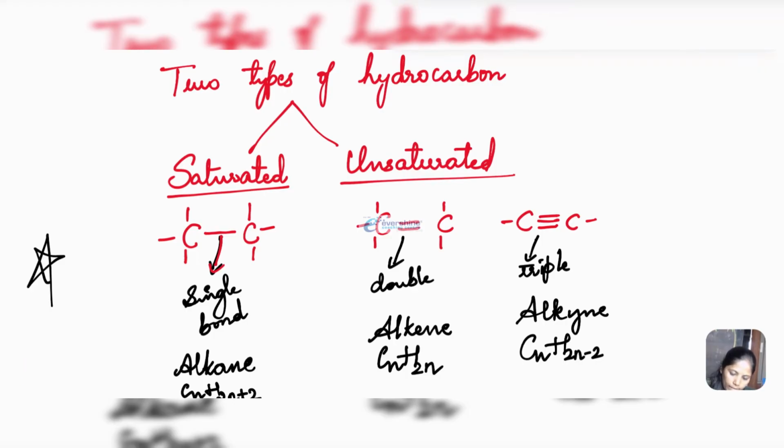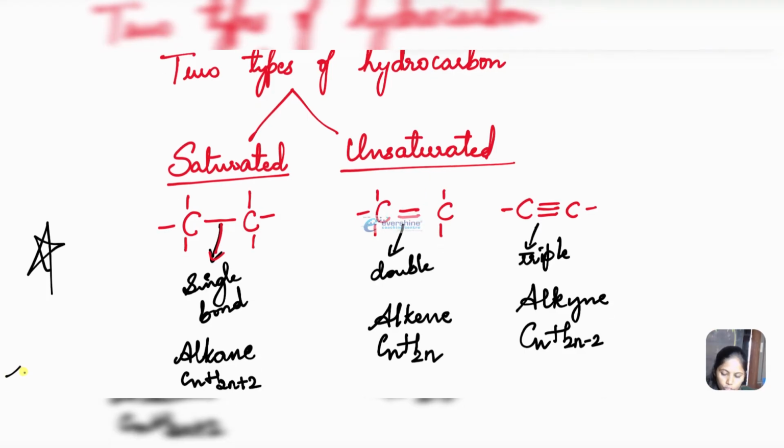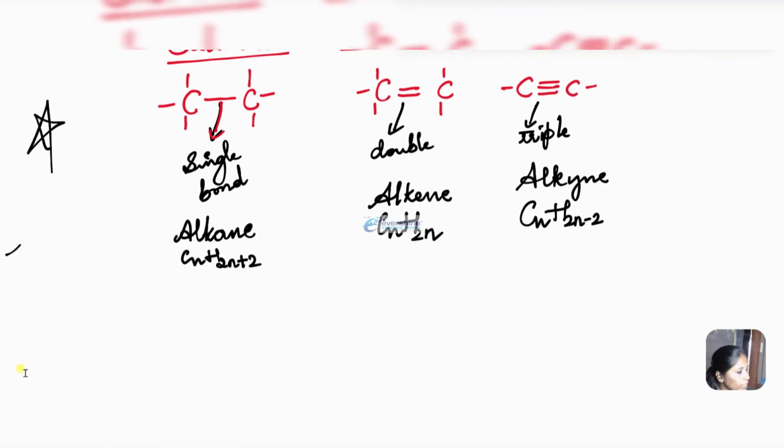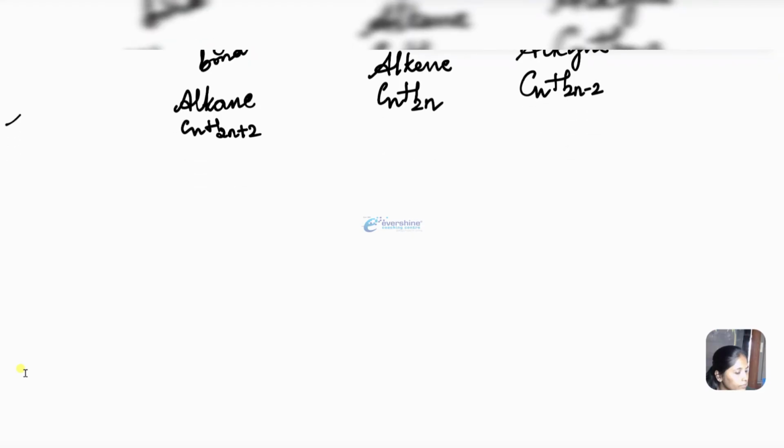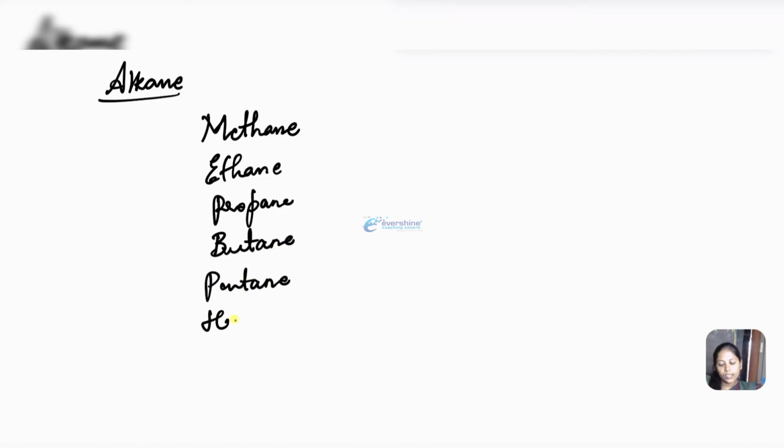And then you should know how to write the structure of alkane, alkene and alkyne. Okay, so how to write alkane? In alkane, the first member is methane. Second member is ethane. Third member is propane. Fourth member is butane. Fifth member is pentane. Sixth member is hexane. Seventh member is heptane, then octane, nonane and so on.